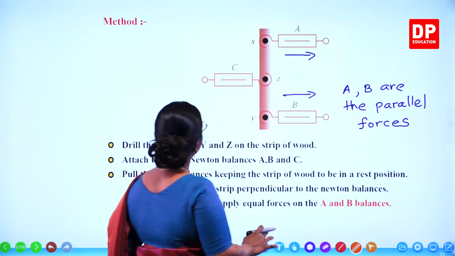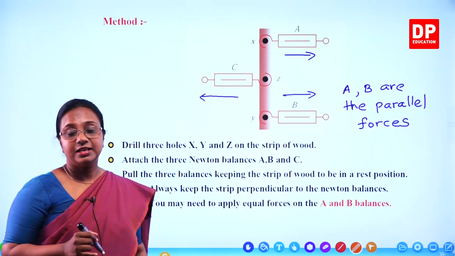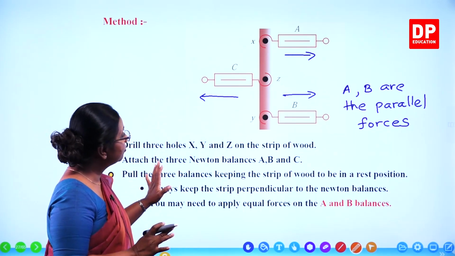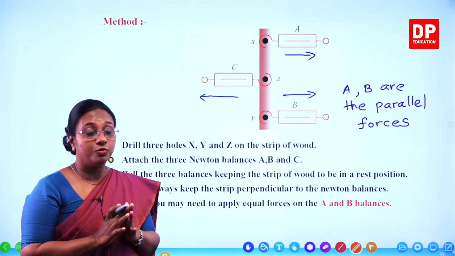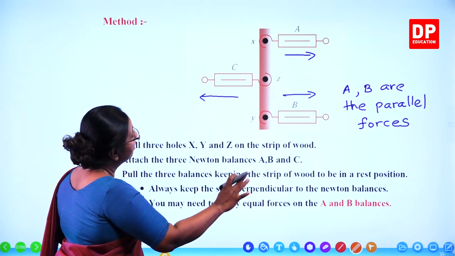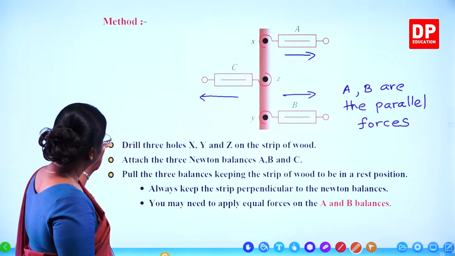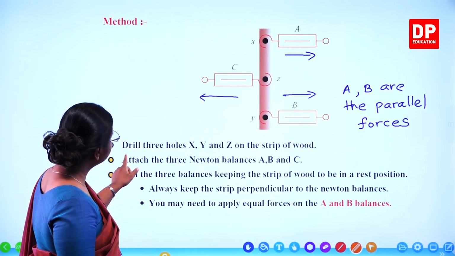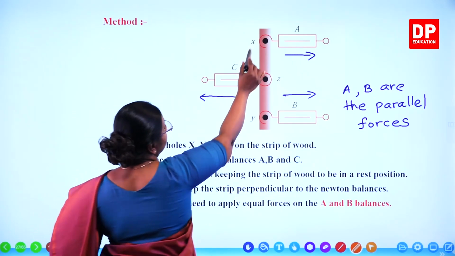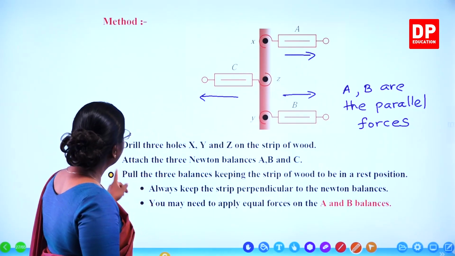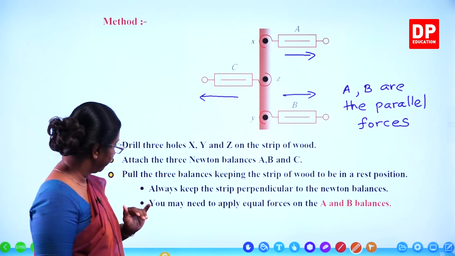Then to find the resultant, we use C in the opposite direction. While we do that, the strip of wood has to remain stationary. It should not move. And at the same time, you have to get the readings of A, B and C. If we go through the method, drill 3 holes X, Y and Z on the strip of wood. Here the holes are X, Y and Z. Attach the 3 Newton balances A, B and C.